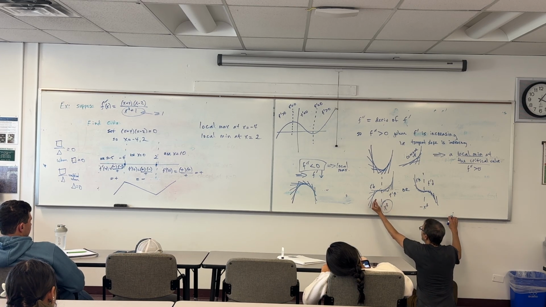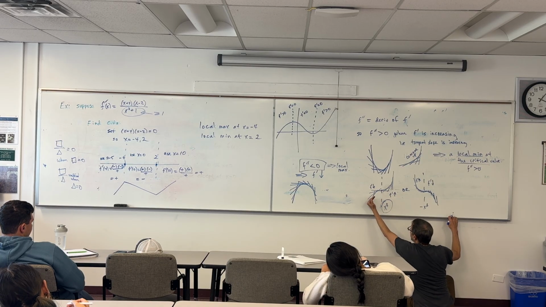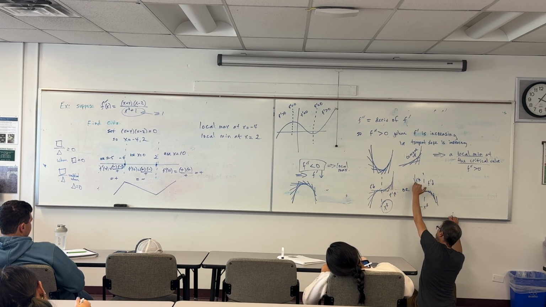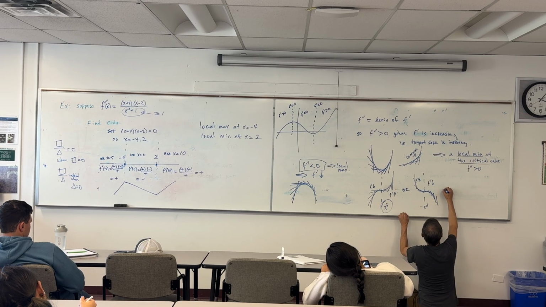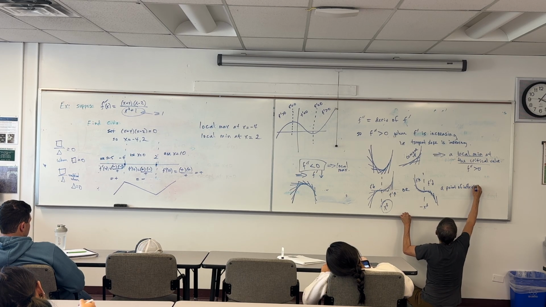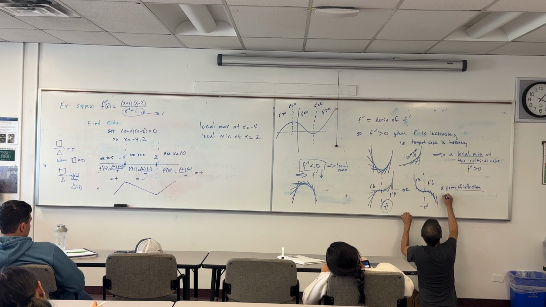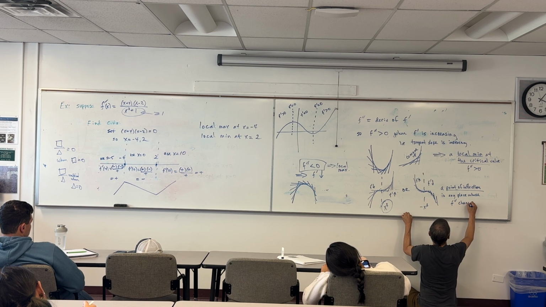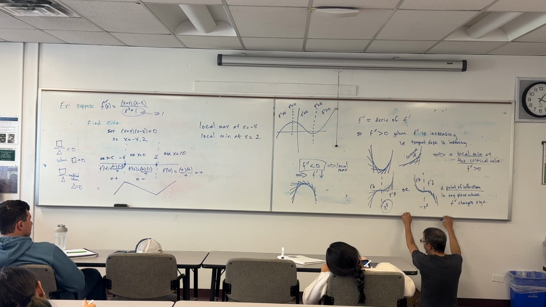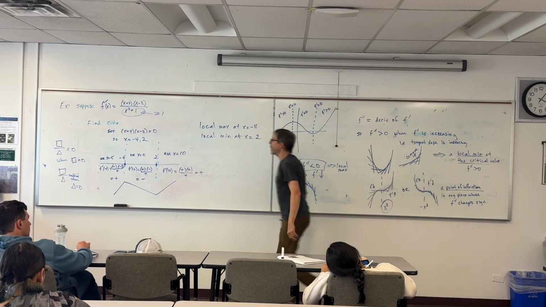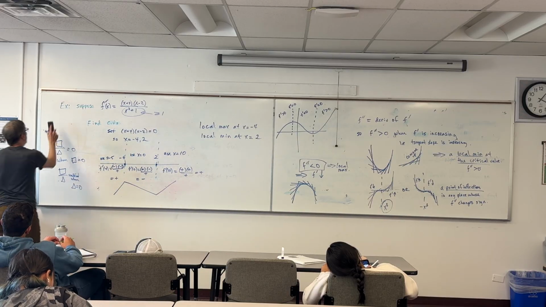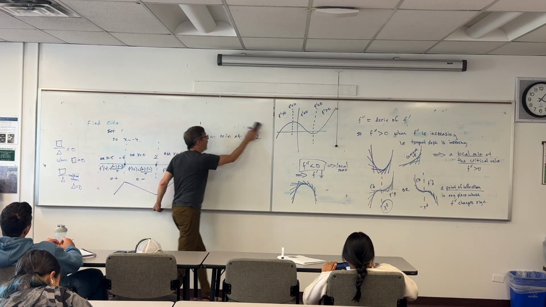But what we have is a thing that looks concave down on the left and then concave up on the right, or vice versa. Here we have a point of inflection. A point of inflection is any place where f double prime changes sign. So let's get a nice example and work it through. I'm going to show you how to use the second derivative test.